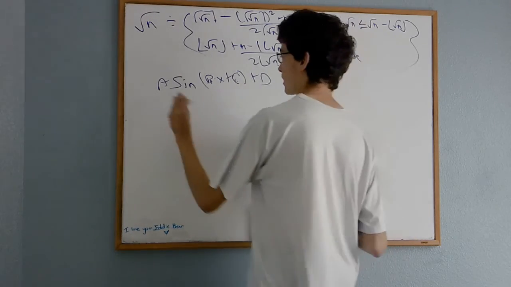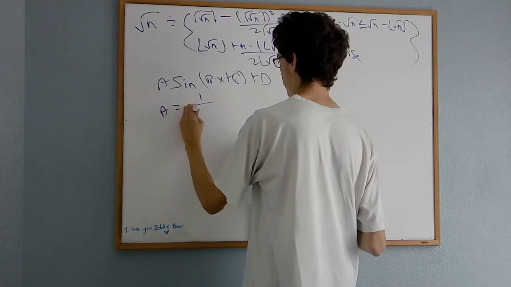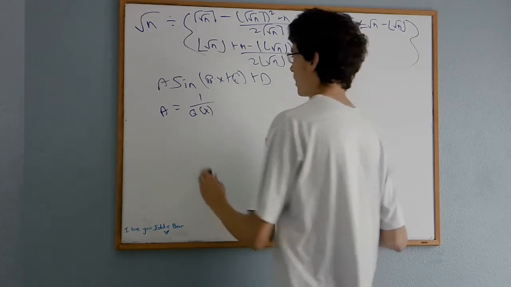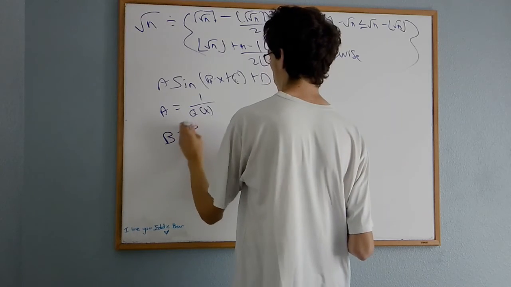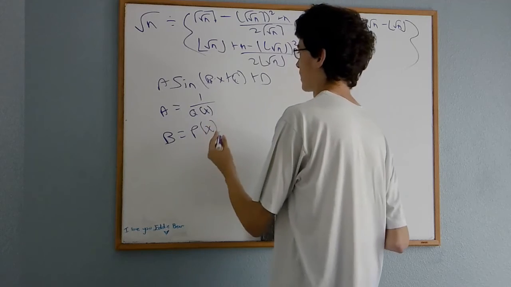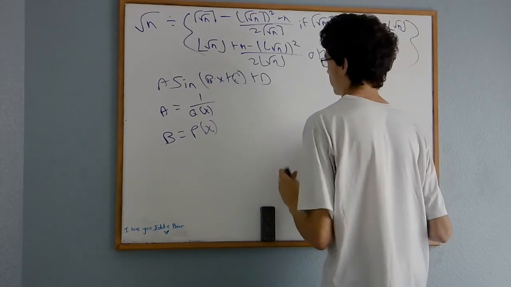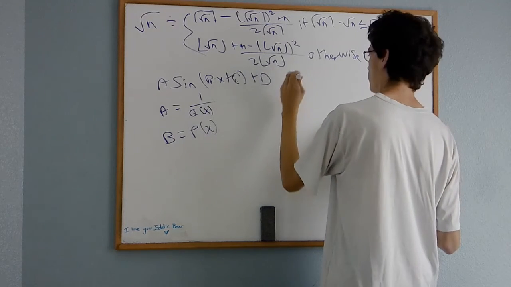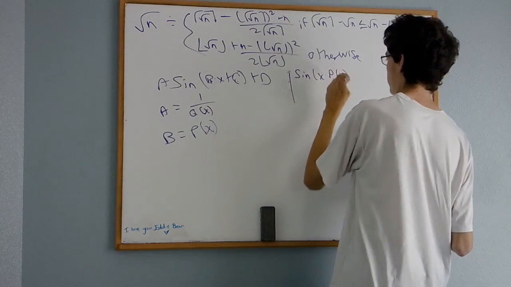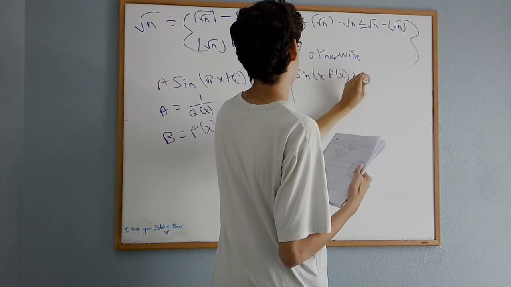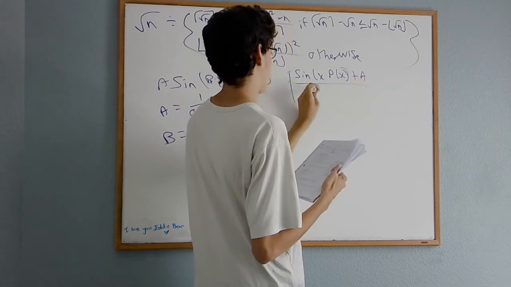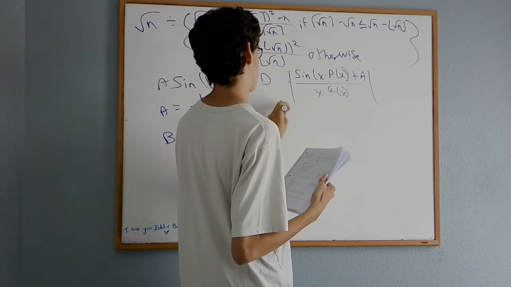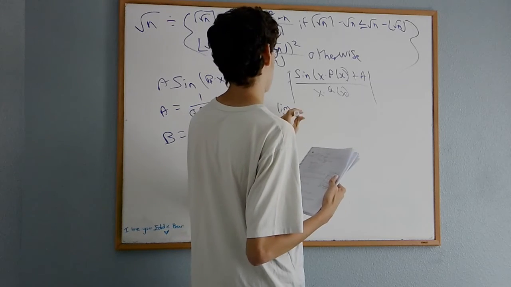So I think the best way to do this is let a be equal to 1 over a polynomial q of x, because that would help reduce the amplitude a lot as x gets larger. And then we also let b be a polynomial p of x, because that would also increase the frequency as x gets larger. So we can rewrite this regression in the form of the absolute value of sine of x times p of x plus a, all divided by x times q of x, for some polynomials p of x and q of x. So now what I want to do is find the limit as x goes to infinity of this expression.